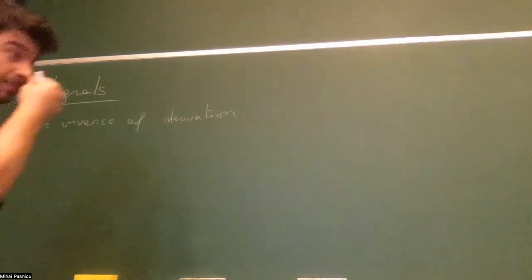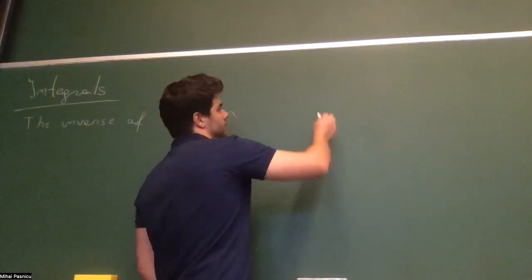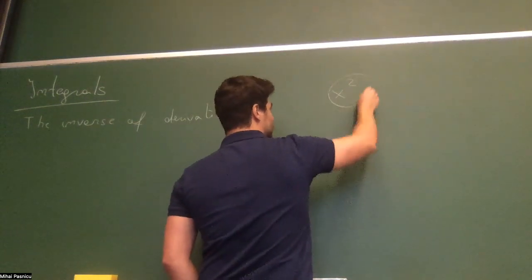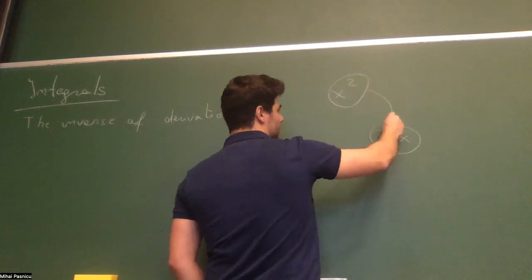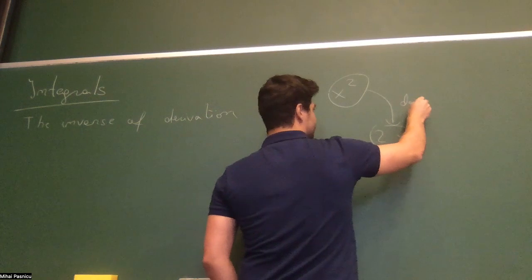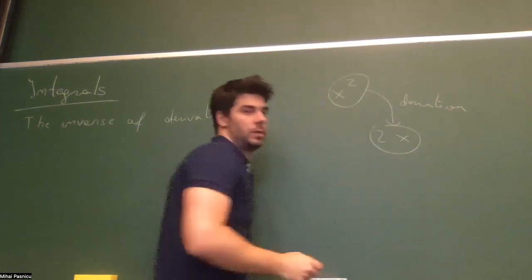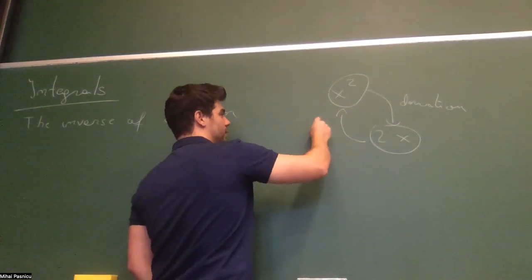Okay. And I'm just gonna draw it. So for example, if I'm going from x squared to 2x, this is derivation. Okay. And if I'm going the opposite way, this is integration.